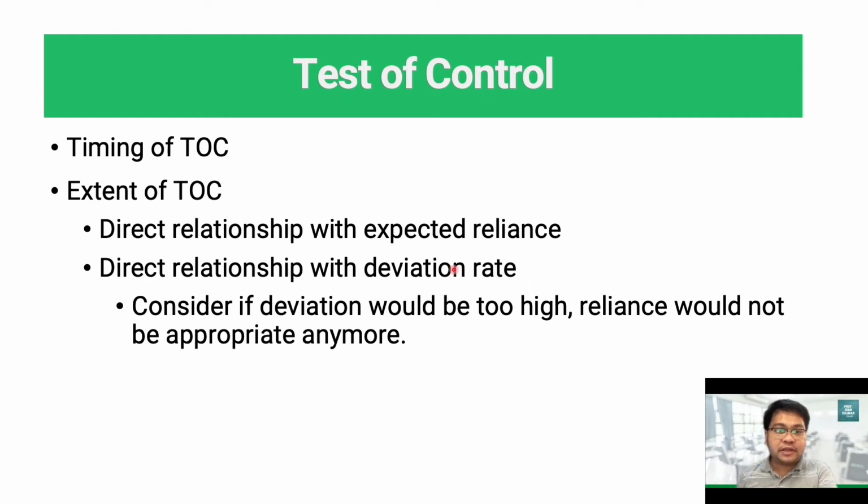The higher the deviation rate, the more extensive will be the related test of control. The lower the deviation rate, the less extensive would be the test of control. However, if the deviation rate is too high, then we also have to consider whether reliance would still be appropriate. Because it's possible that if the deviation rate is too high, like in my example, 30%, that could be too much. Then the auditor can decide not to rely on the control altogether.